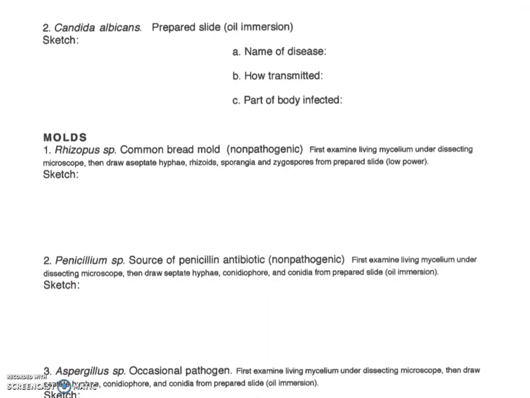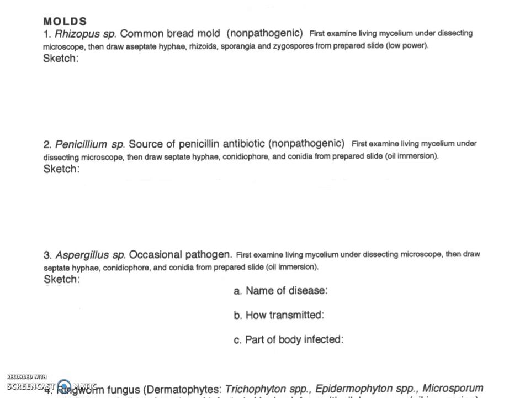Candida albicans, that's a pathogen. On our pathogen groups, there we have prepared slides. Please Google that, and you also find plenty of information on the pathogen group, because there we have Candida albicans as a pathogen. Next up, some molds.